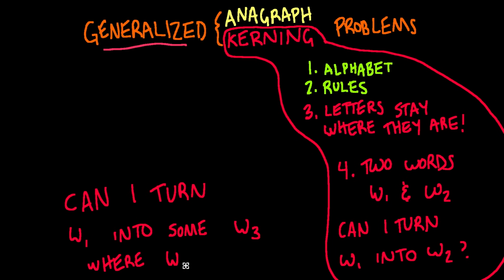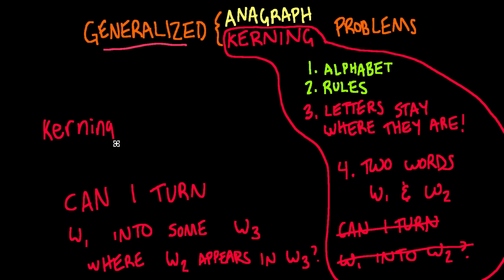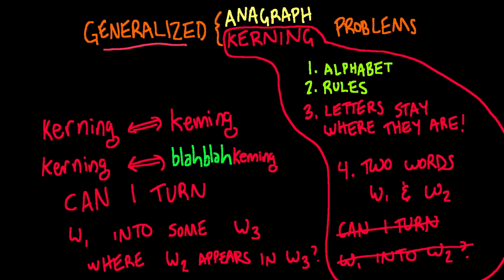So I'm actually going to prove something about a slightly different problem, which is, can I turn W1 into some W3? And I get to pick W3, where W2 appears somewhere inside W3. So for example, instead of asking, can I turn kerning into Kemming, I ask, can I turn kerning into some word where Kemming appears inside that word? It's not really that different, and I think it helps capture the basic ideas here, but it will help me actually make this proof go through. So I want to show that this problem is not possible.